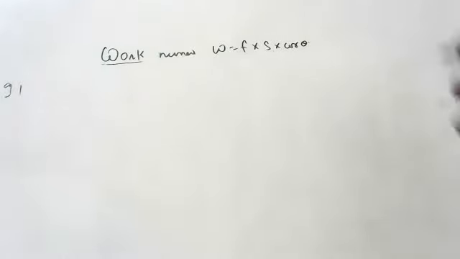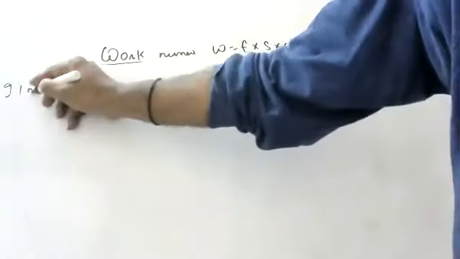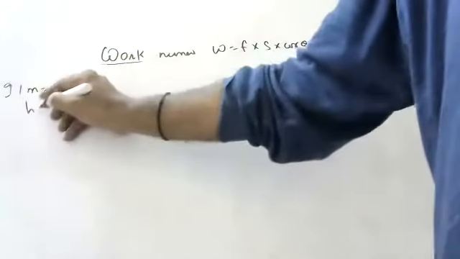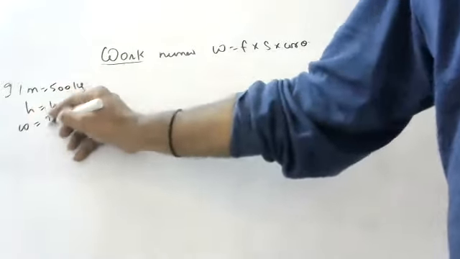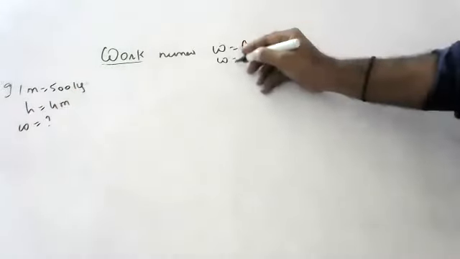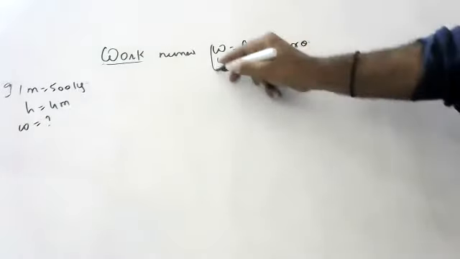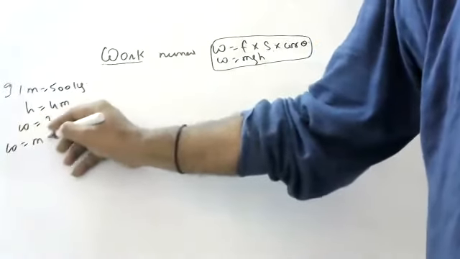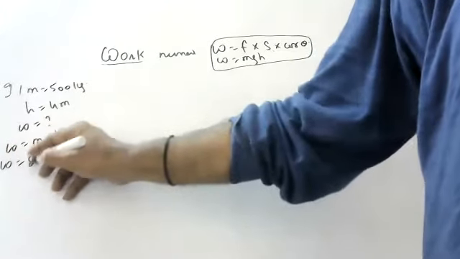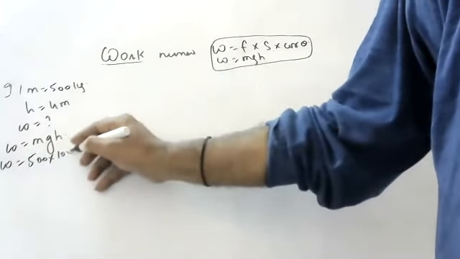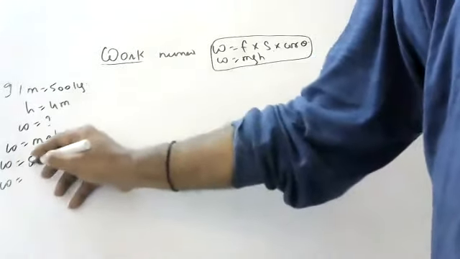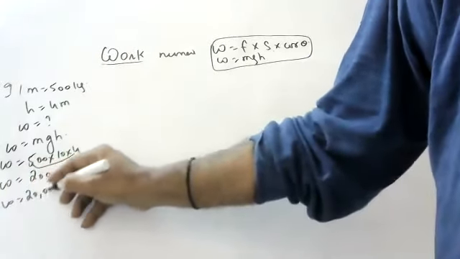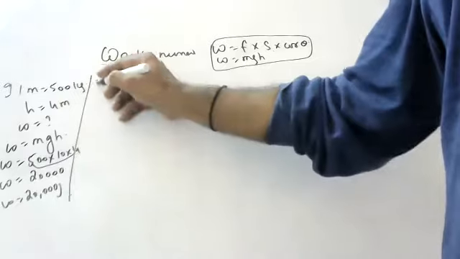Ninth question. A crane pulls a car of mass 500 kg to a vertical height of 4 meters. Find the work done. Another formula of work is mgh. Work is equal to mgh, which is 500 into 10 into 4. So the work is 20,000 joules.